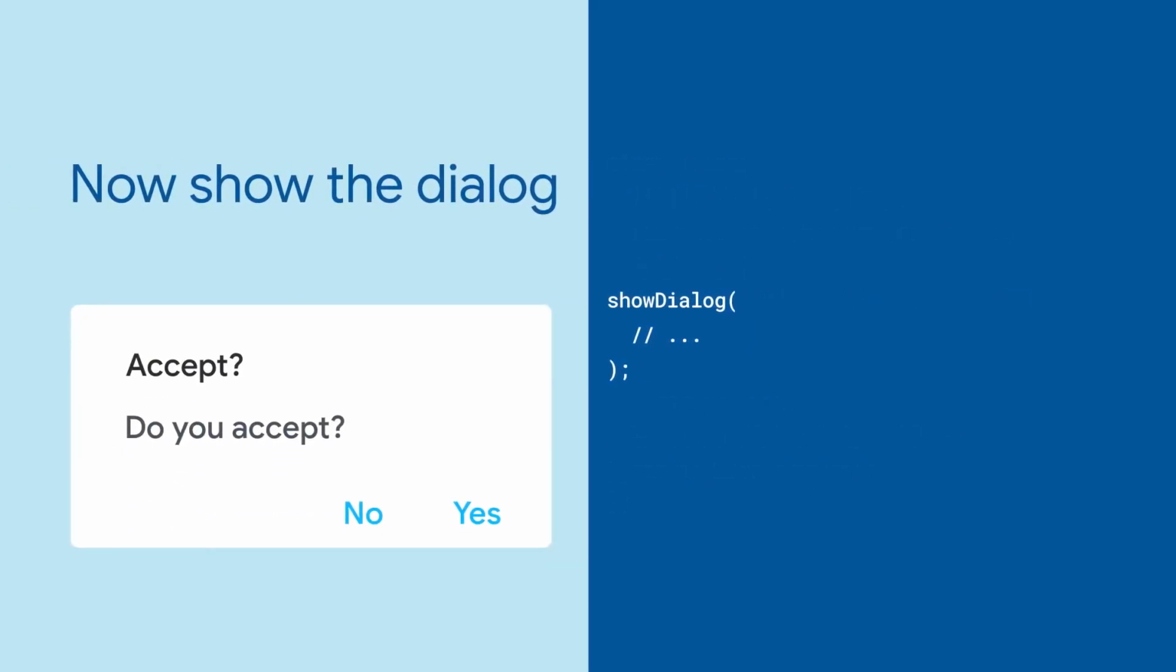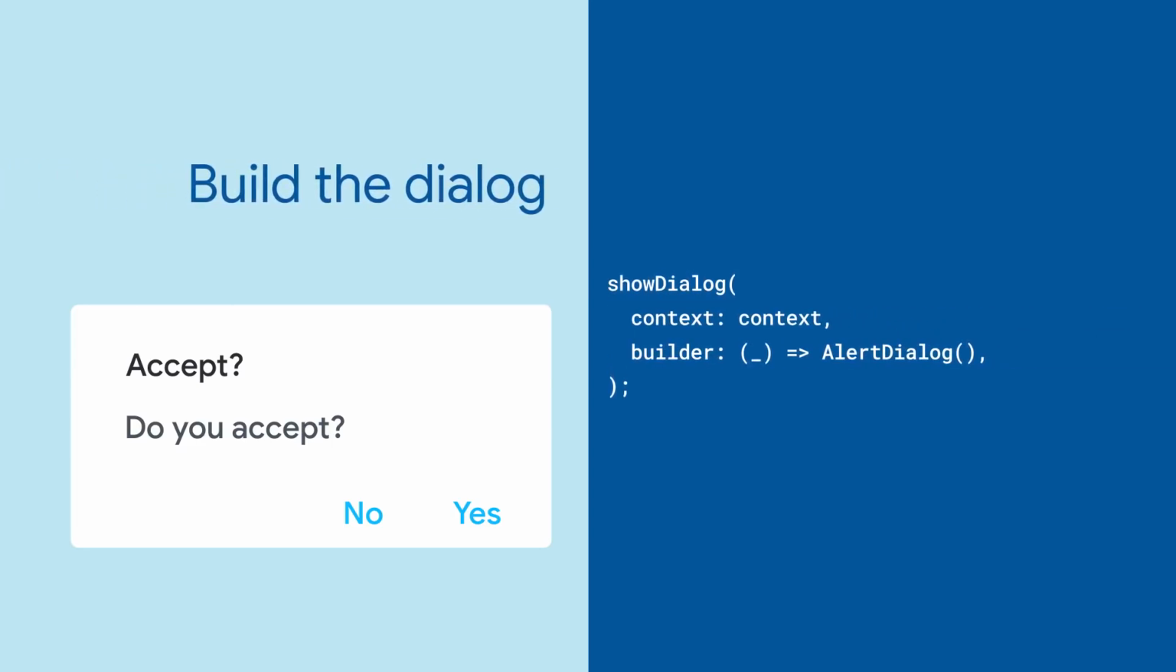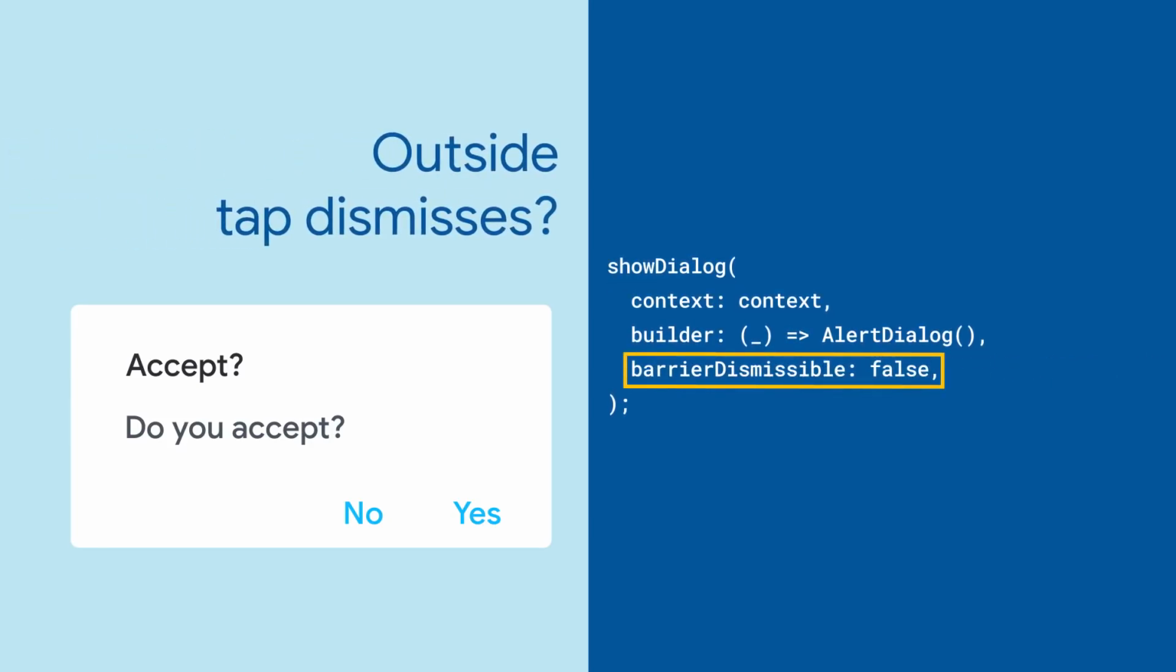Cupertino AlertDialog and AlertDialog pair with helper methods showCupertinoDialog and showDialog respectively to actually, well, show the dialogs. ShowDialog takes a context and a builder that returns the specific dialog you want to appear. You then tell it whether or not the user can tap outside of it to dismiss.